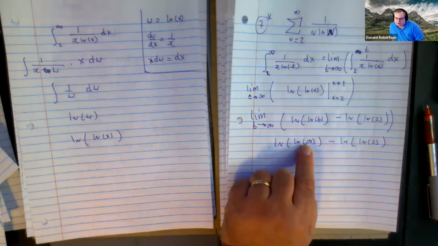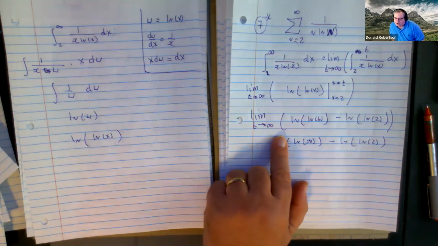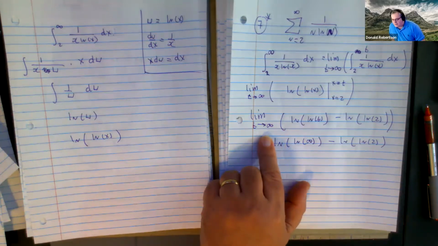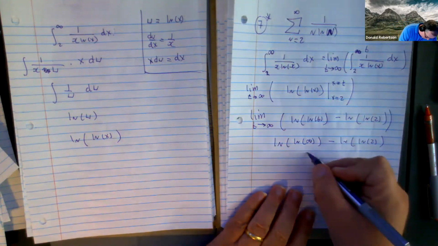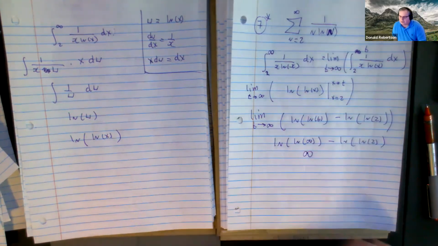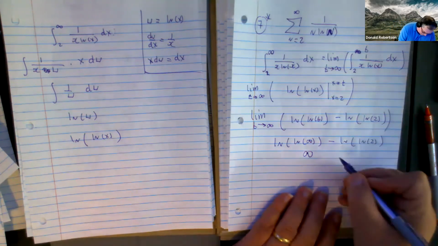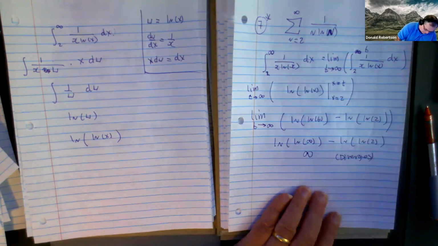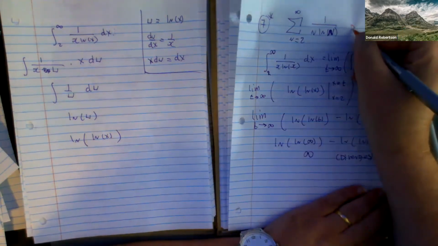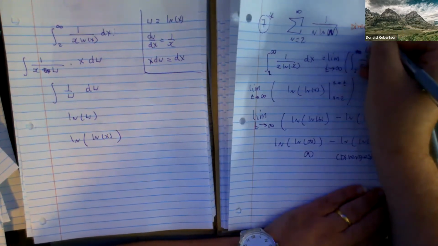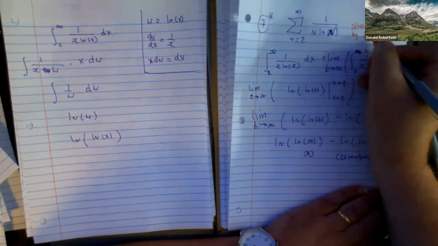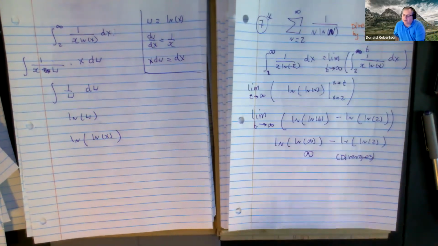All right, let's see if we can argue this one through. Would you agree that the natural log of infinity is still infinity? And the natural log of that infinity is still infinity. So don't you basically get infinity, take away a number, so it's infinite? And that means it diverges. So that series diverges. And it diverges by the integral test.